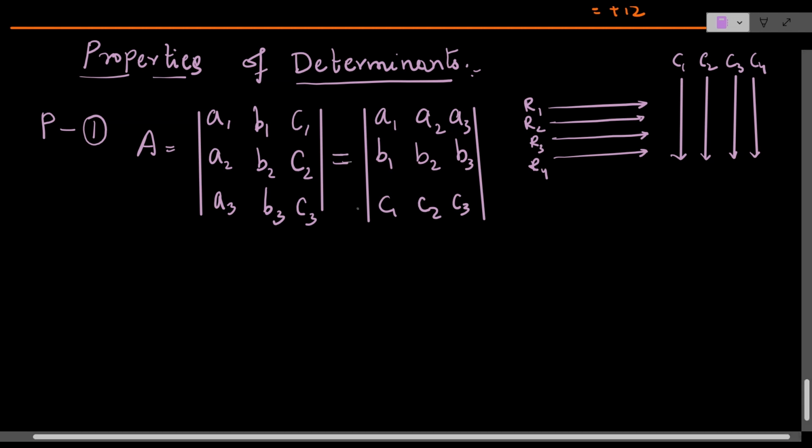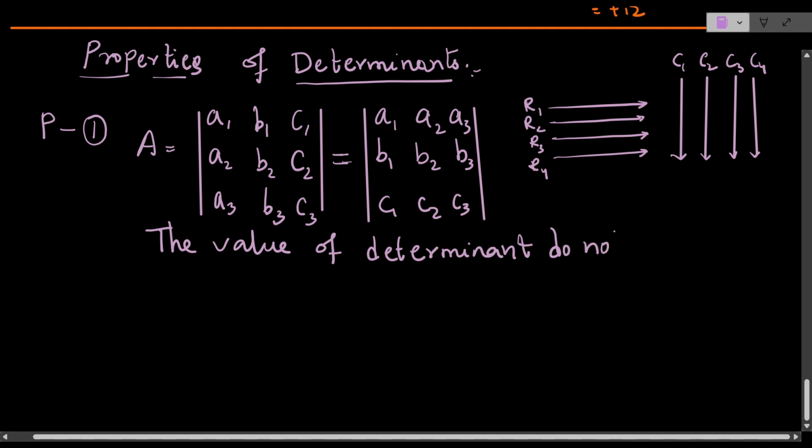The value of determinant does not change. It remains the same. Understood students? This is the first property. If you change both rows and columns, as I have shown on the screen, the value of determinant does not change. It remains the same. Understood students?